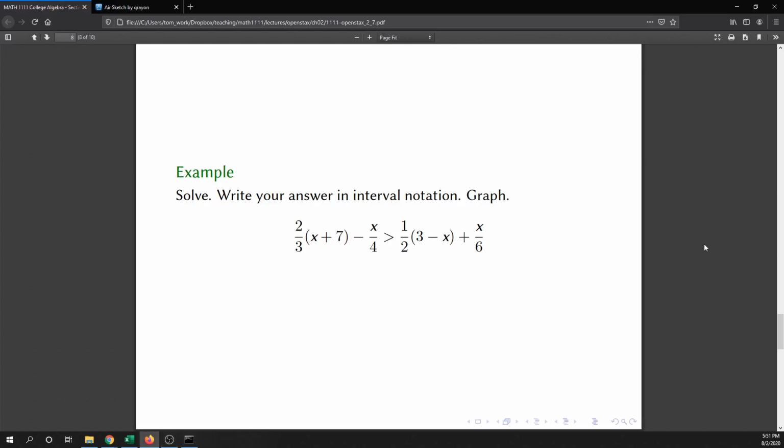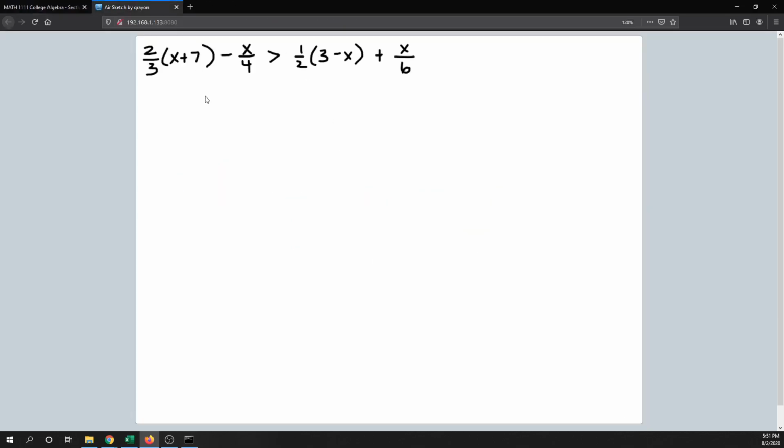All right, in this video, we are going to work another example of a linear inequality that has fractions in it. Since this inequality has fractions in it, one of the things that we are going to do is find the least common denominator of all the fractions, and then multiply both sides of the inequality by the LCD, and that will remove the fractions for us.